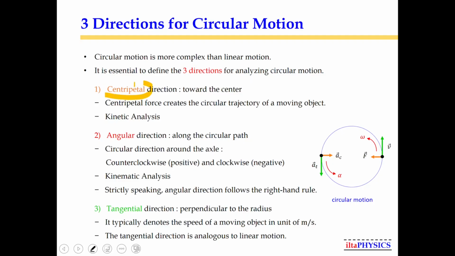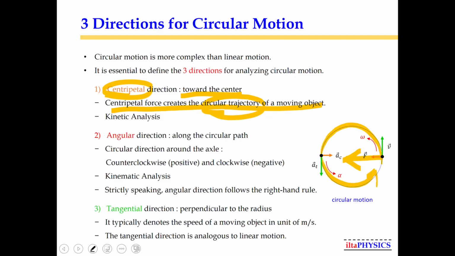First, centripetal direction points toward the center of the circle. This is the direction of centripetal force and centripetal acceleration. This comes up mostly when we look at circular motion from a kinetics perspective, which is all about force.